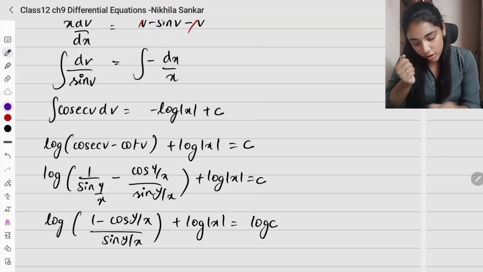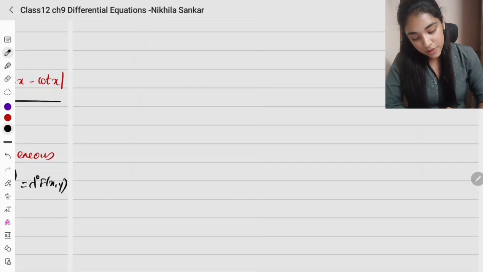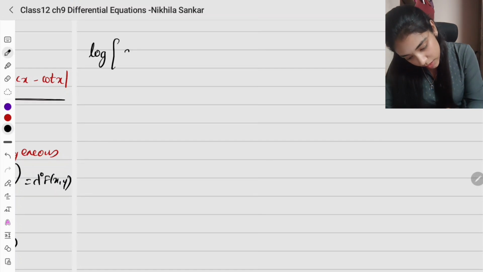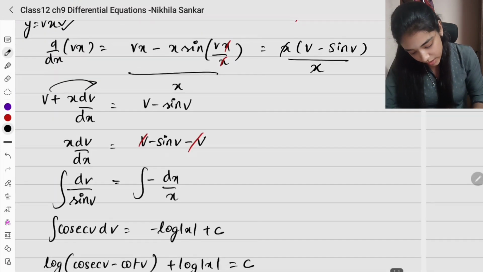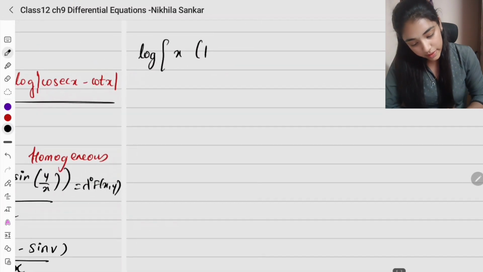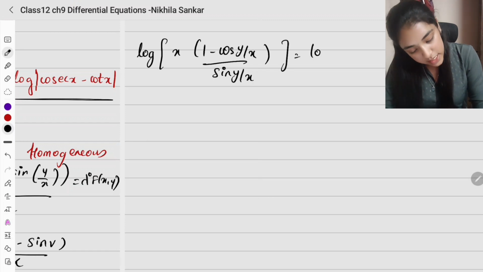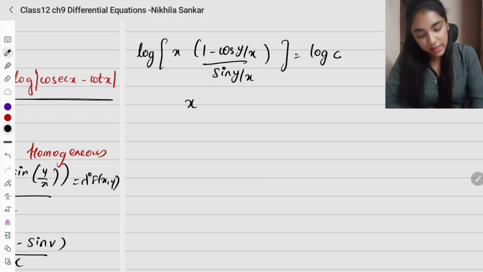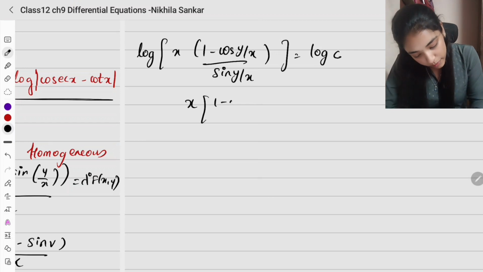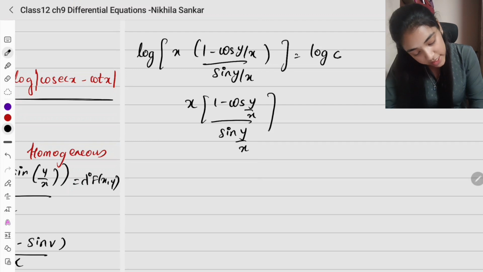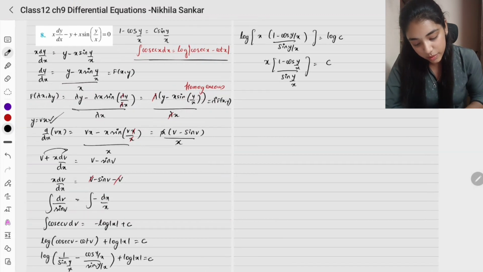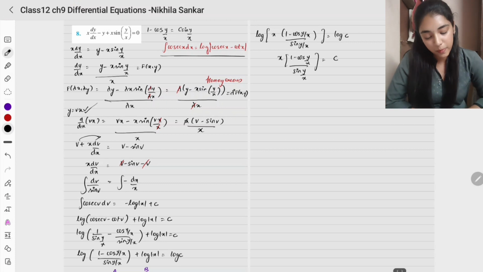Now this is of the form log of a plus log of b, which is going to be log of ab. So log x times 1 minus cos y by x divided by sine y by x equals log c. So taking out log on both sides, x times 1 minus cos of y by x, the whole divided by sine of y by x equals c. So this is going to be my final answer. Okay, please copy.